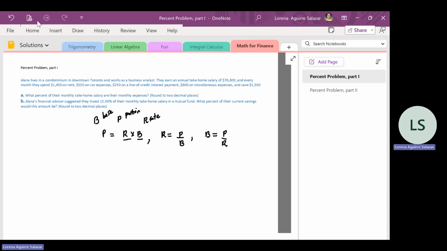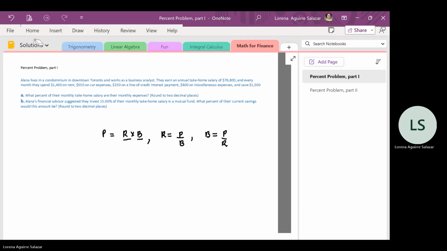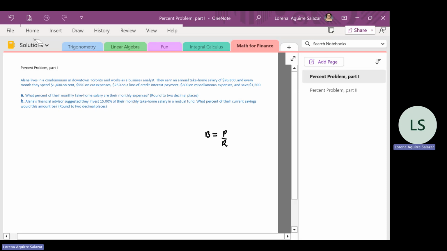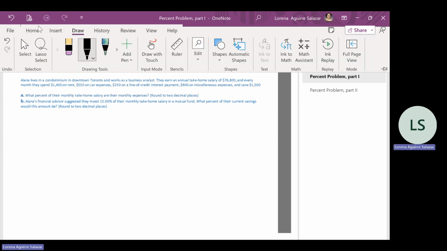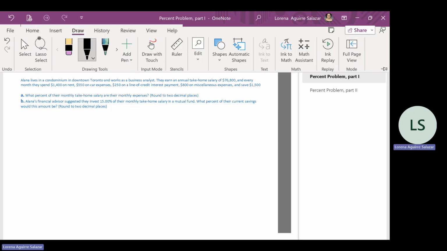Let's talk about how to solve this problem in particular by using those formulas we have right there. I'm going to erase them just because I'm going to write them again once we need them. So let's start with part A of this percent problem. Part A is about finding a percentage. What percent of Alana's monthly take-home salary are their monthly expenses?